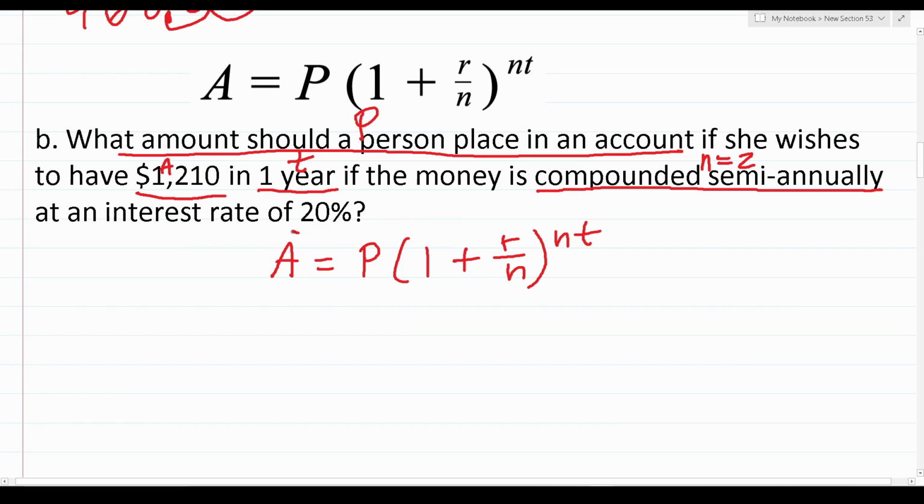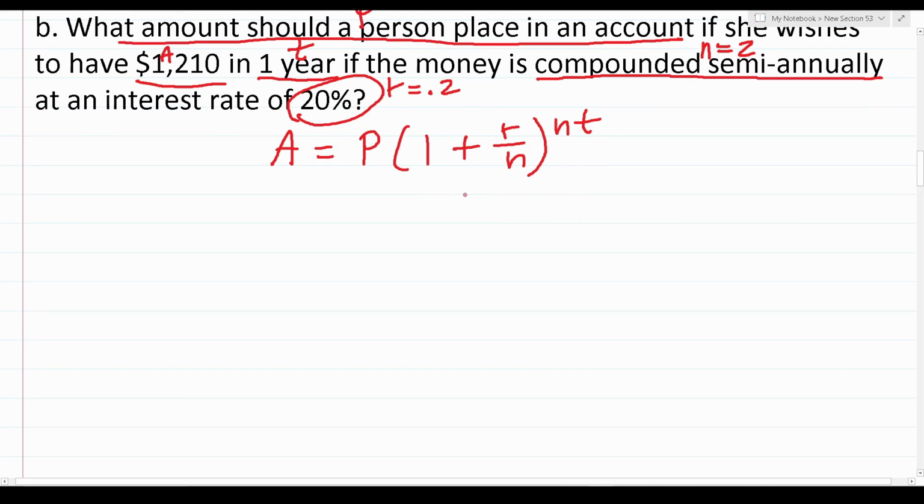And then finally, we're told our interest rate, our R, is 20%. We're always going to express that in decimal form, so r is going to be 0.2. So with everything identified, let's go ahead and start plugging things in. Again, we know how much money this person wants in the account after 1 year. So we know A is going to be 1210. We want to know how much they should invest. So we're solving for P in this case.